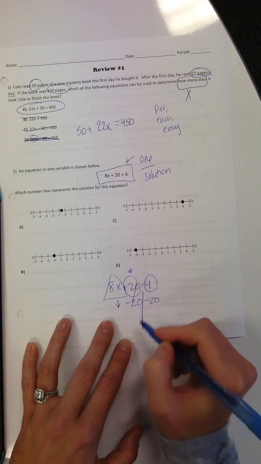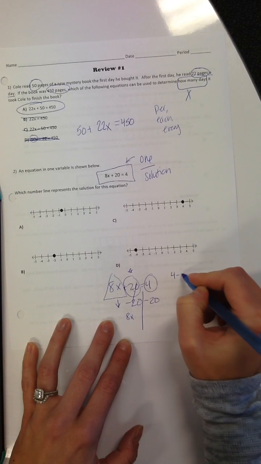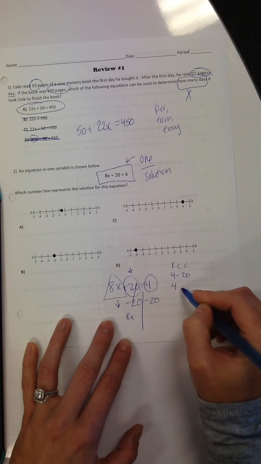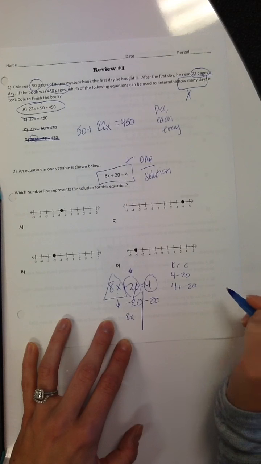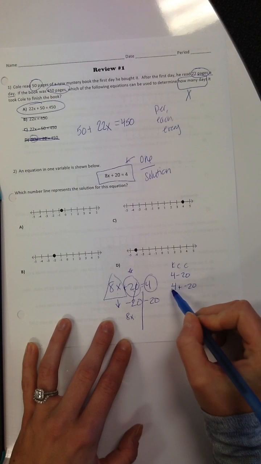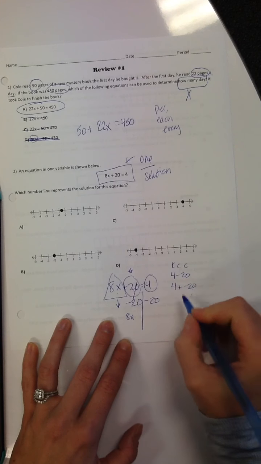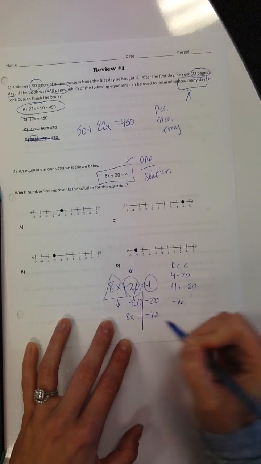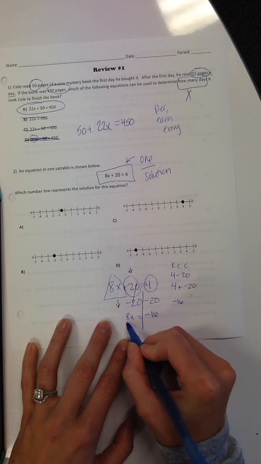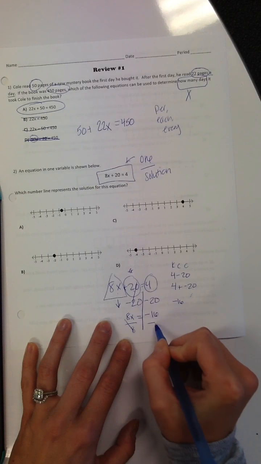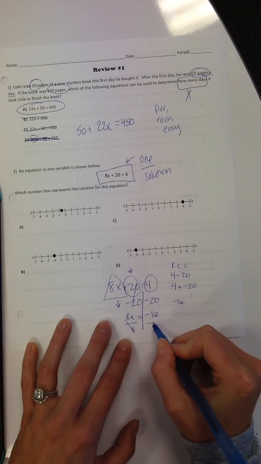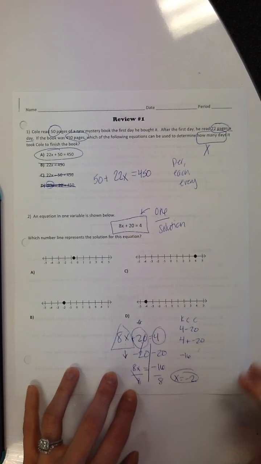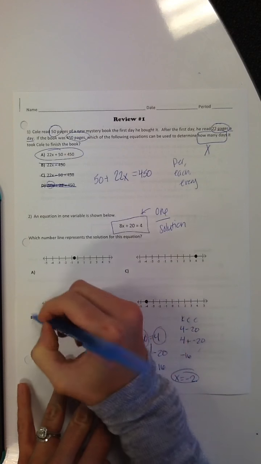These will cancel out, bring down your 8x. 4 minus 20. If you need to do keep, change for these integer problems, you sure can. But since we have different signs, we're going to subtract. Take the sign that's on the larger number. So we'll have negative 16. Okay, then your last step, since this is multiplication, we do the opposite. We divide. So negative 16 divided by positive 8 should be negative 2. So the only answer choice that would match that would be B.